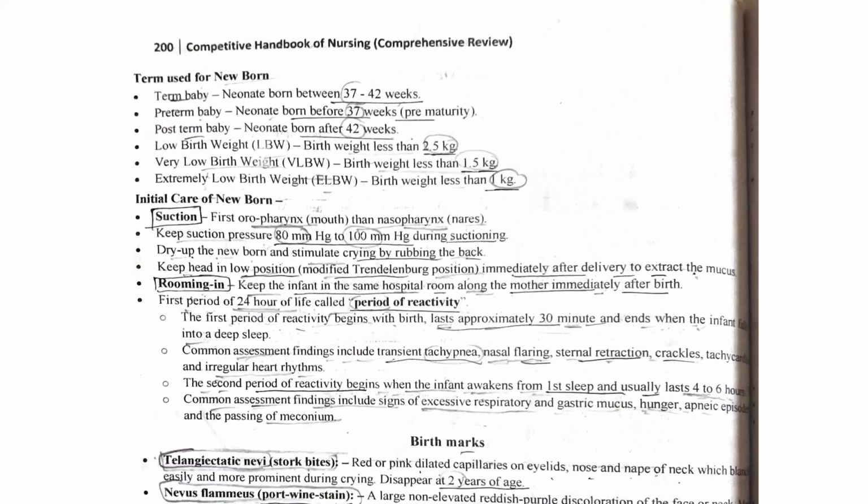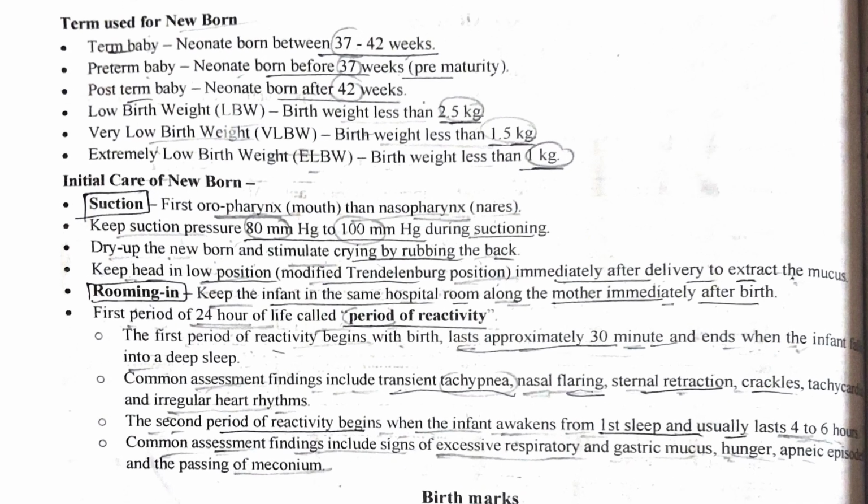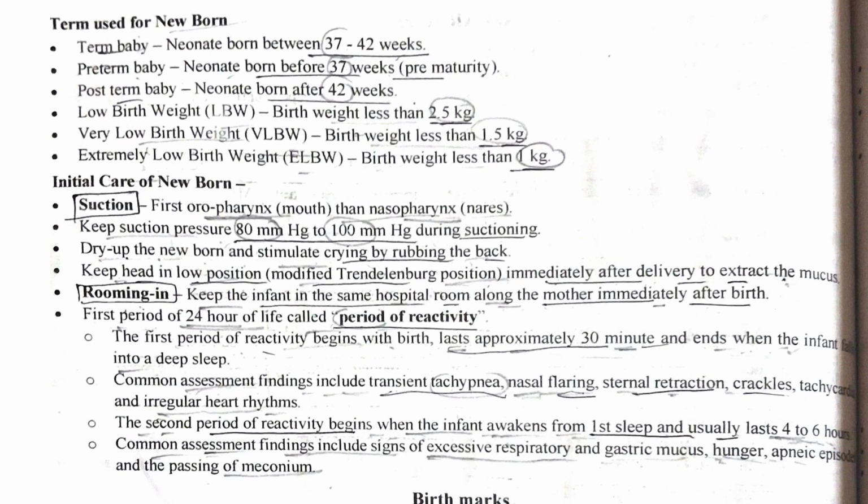Next, terms of newborn. Term baby: neonate born between 37 to 42 weeks. Preterm baby: neonate born before 37 weeks, also called prematurity. Post-term baby: neonate born after 42 weeks.